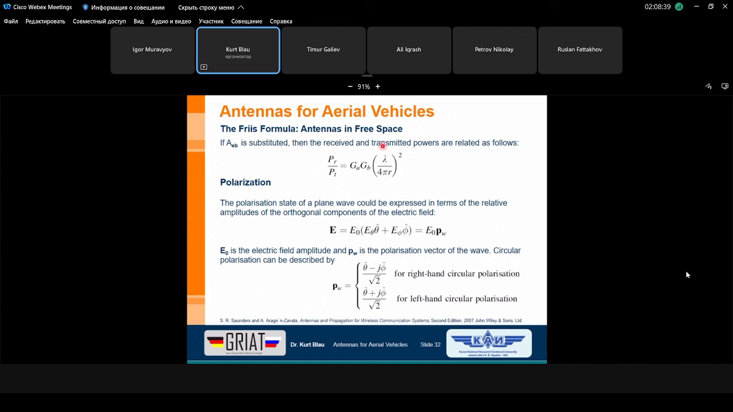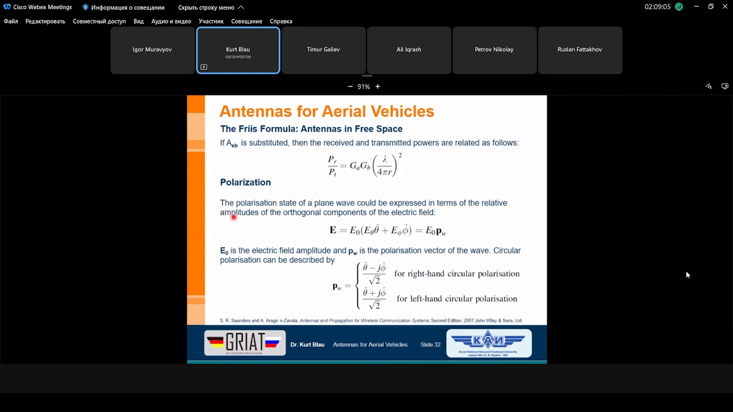Very simple, and it's only coming from the theory of wave transmission or wave radiation, based on the behavior of the wavefront in a spherical coordinate system.